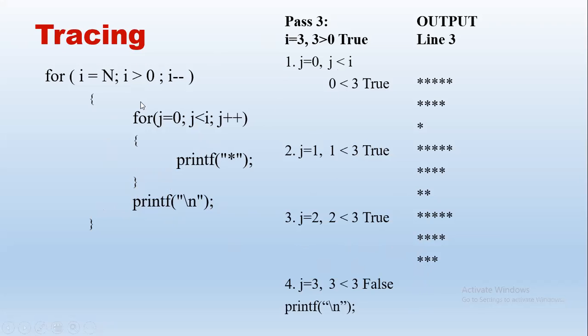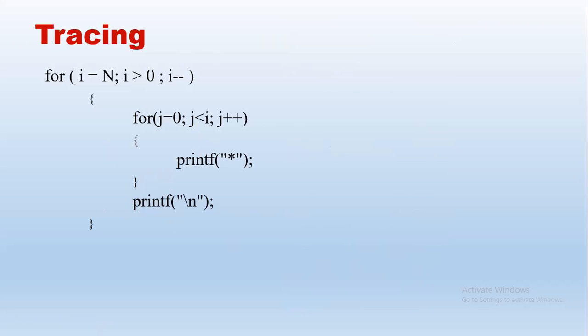So now i has to be decremented. i was 3, it gets decremented. Next pass 4, i becomes 3 minus 1, 2. Right? Note that i is decrementing while j is incrementing. That is very important to note. j is incrementing from 0 up to i, but i will decrement. So j value will start now again from 0. So i is 2, 2 greater than 0, condition is true.